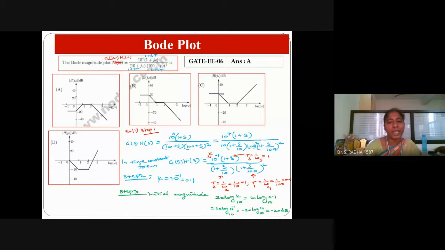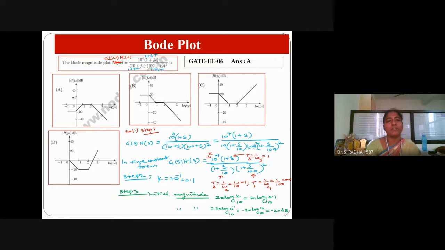We are calculating magnitude. Slope means the units are 20 dB per decade, but here per decade will not come. We are calculating magnitude, the y-axis value, the gain in magnitude. Units are dB only, not dB per decade. dB per decade will come in the slope case. We are calculating magnitude and that magnitude is minus 20.